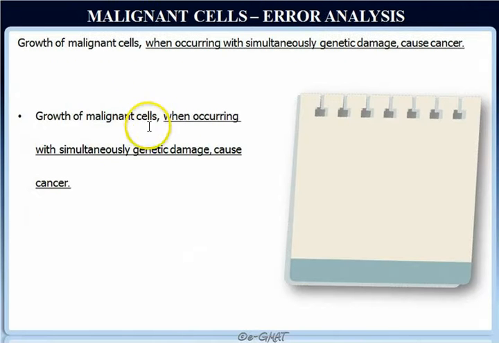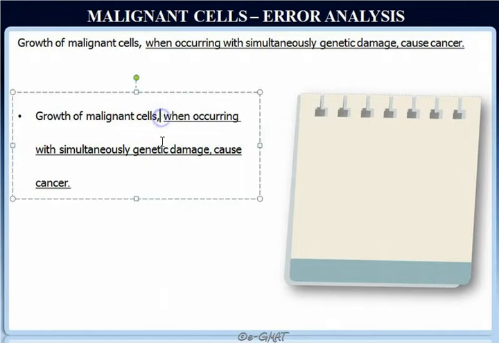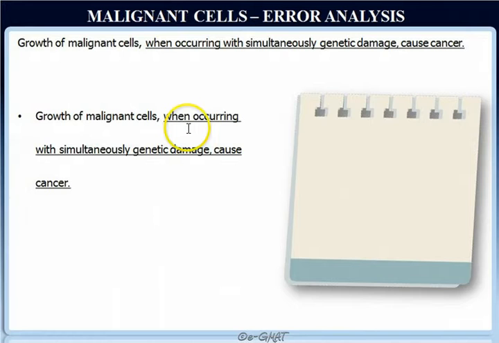So this sentence only has one clause: growth of malignant cells when occurring with simultaneously genetic damage cause cancer. Notice that typically when you see words such as when, where, it does prompt the presence of another clause. But here when simply is a modifier. So when occurring with simultaneously genetic damage, when is not followed by a clause. So this sentence only has one clause as shown.